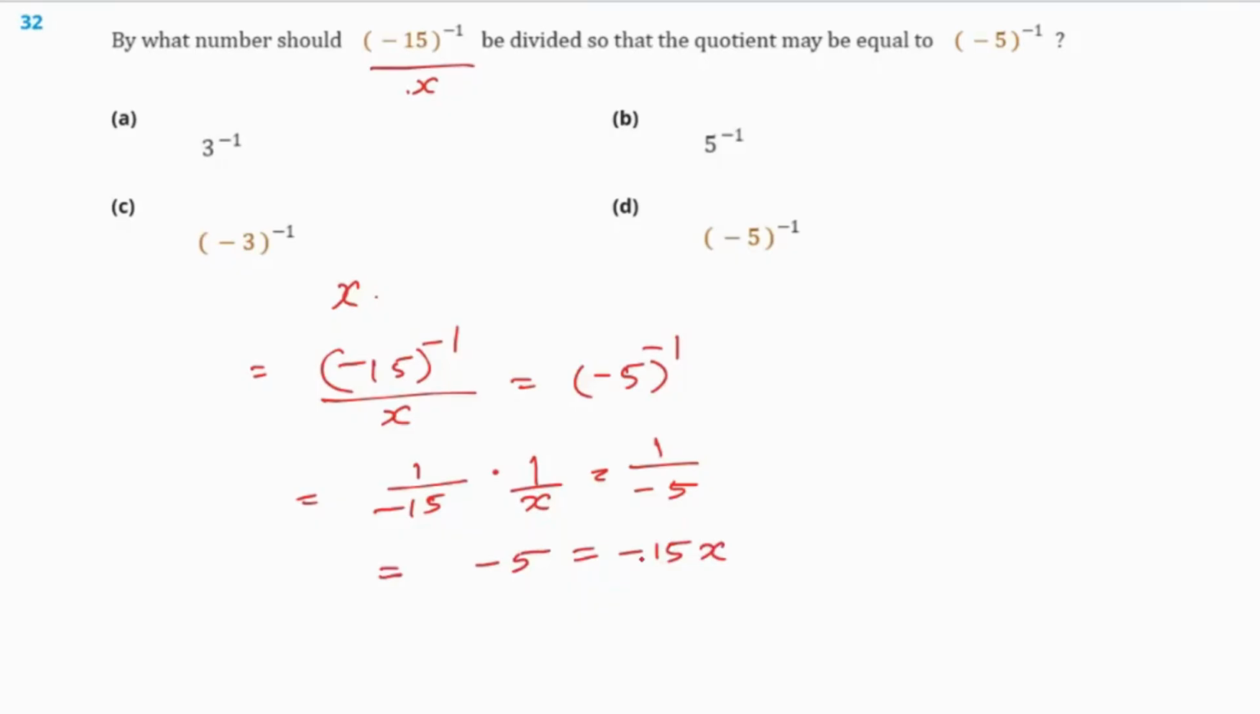Then we can convert again: -5 is equal to -15x, so x will be 5 by 15. Minus and minus get cancelled off. 5 by 15 is equal to 1 by 3. The value of x is 1 by 3, which we can convert to 3 raised to -1. So the correct option is option A, 3 raised to -1. We get the value of x; that number is 3 raised to -1.